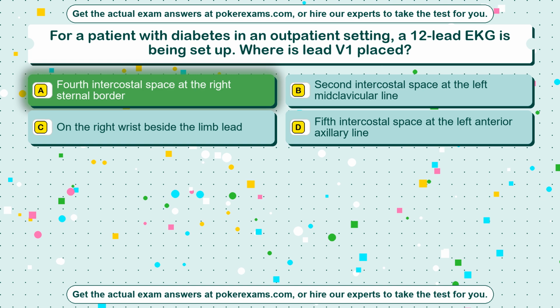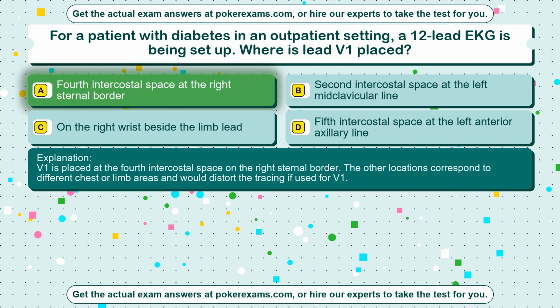The correct answer is option A, fourth intercostal space at the right sternal border. V1 is placed at the fourth intercostal space on the right sternal border. The other locations correspond to different chest or limb areas and would distort the tracing if used for V1.